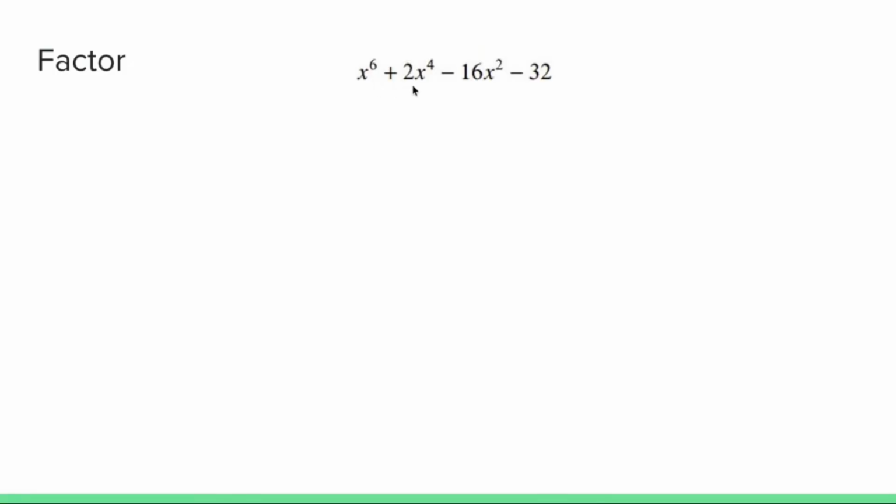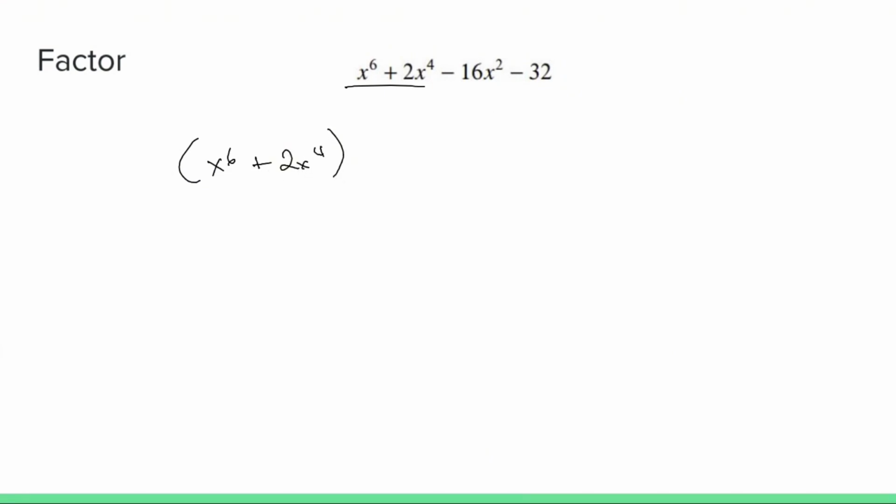Factor x to the 6th plus 2x to the 4th minus 16x squared minus 32. Whenever I'm asked to factor something and there are 4 terms, I'm thinking factor by grouping. You take the first 2 terms and group them in their own set of parentheses. So x to the 6th plus 2x to the 4th.